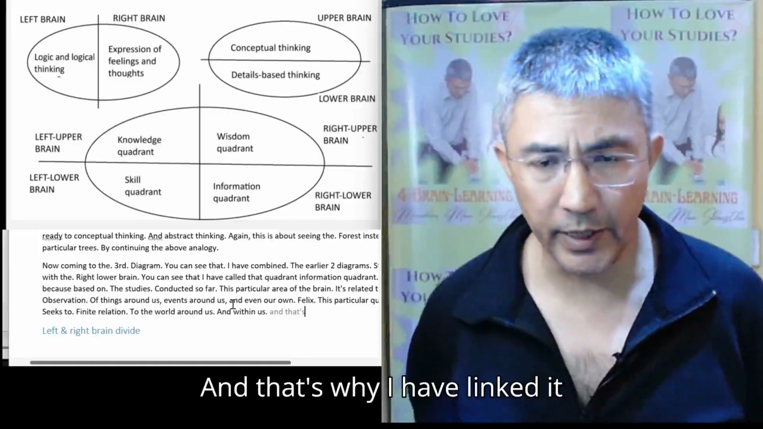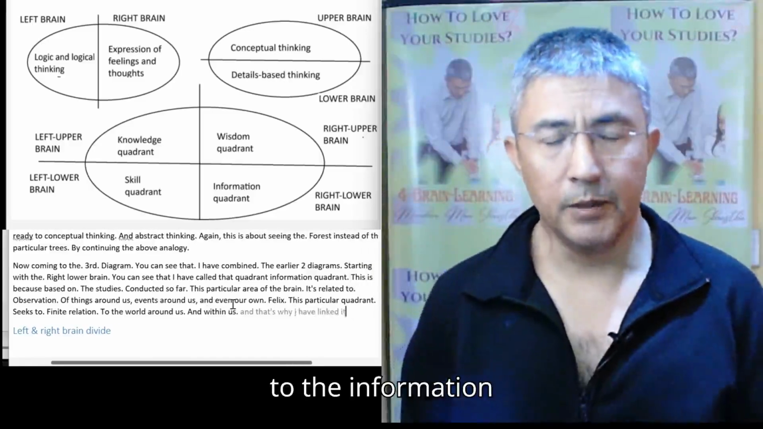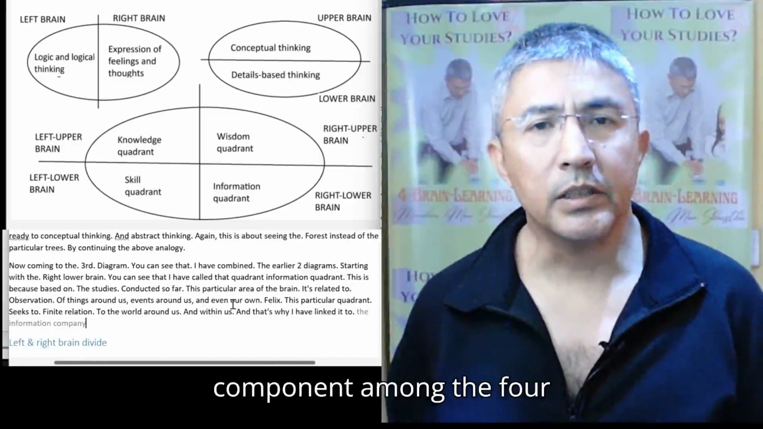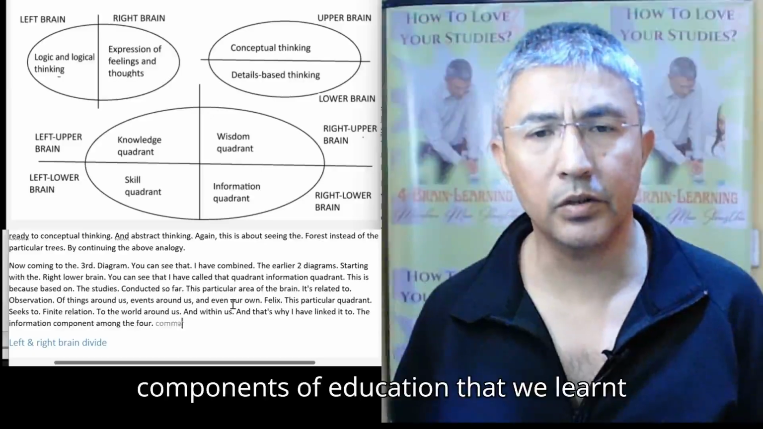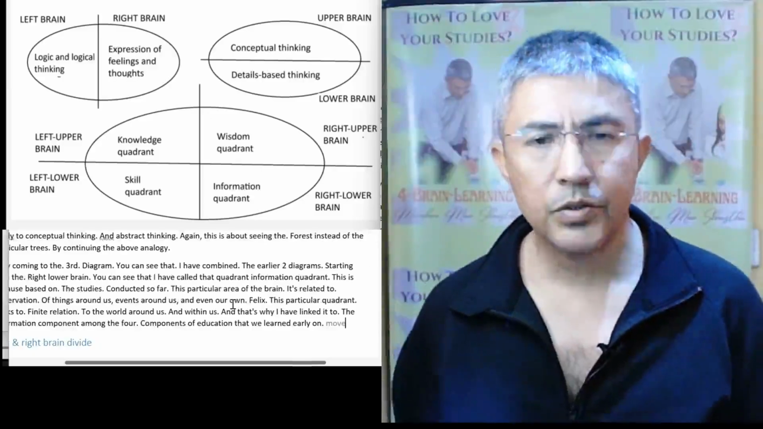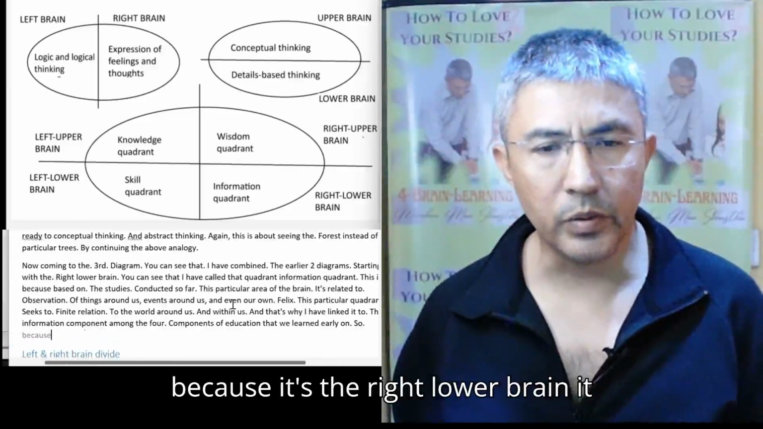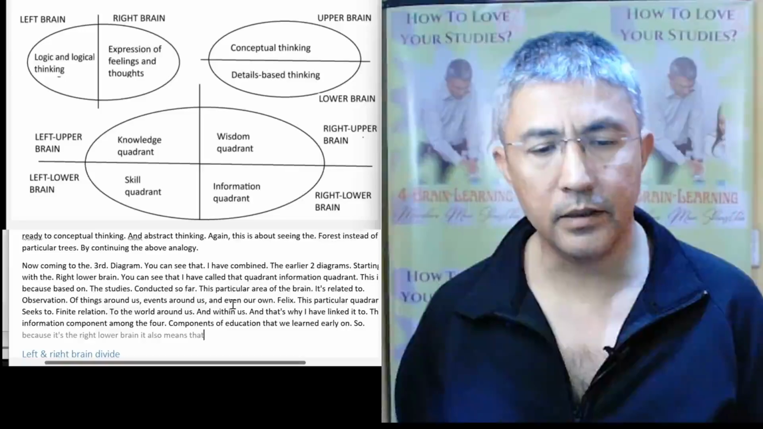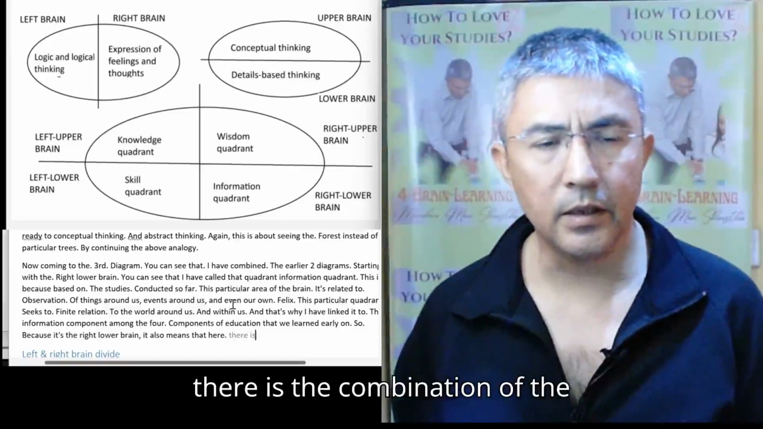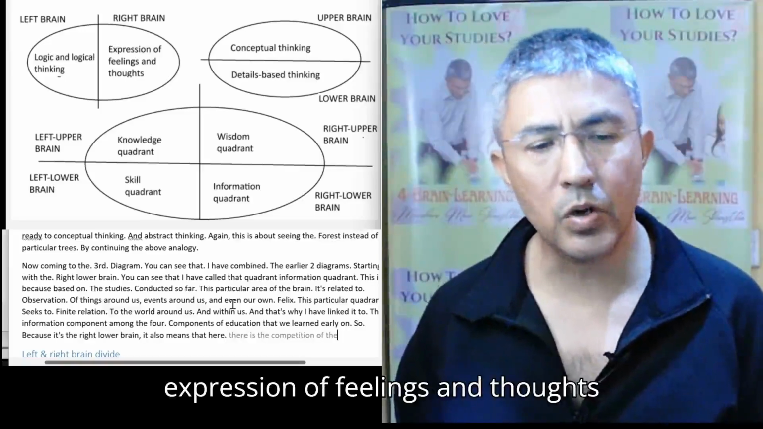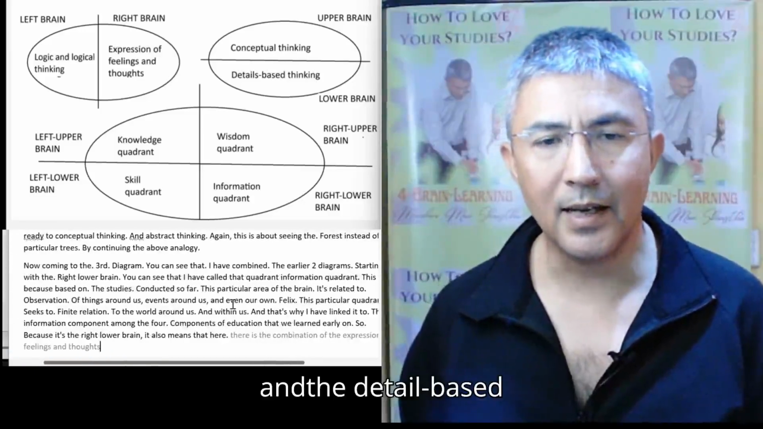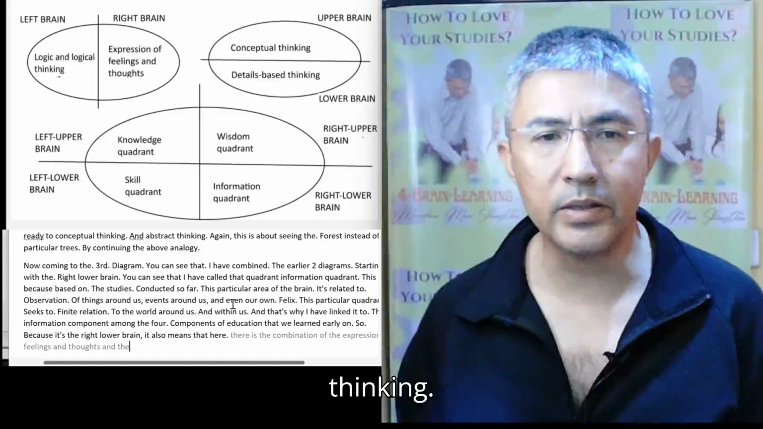And that's why I have linked it to the information component among the four components of education that we learned earlier on. So because it's the right lower brain, it also means that here there is the combination of the expression of feelings and thoughts and the detail-based thinking.